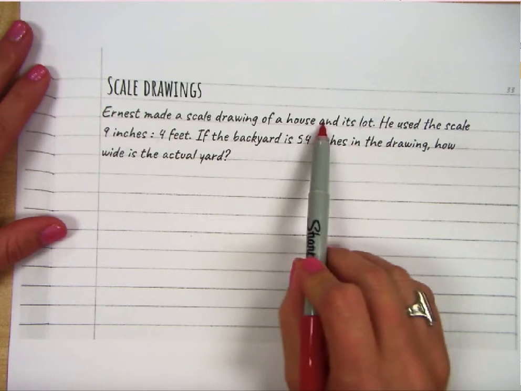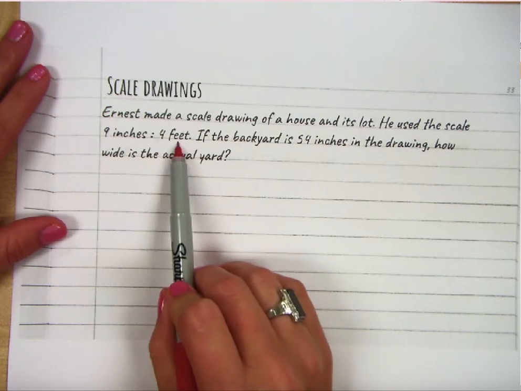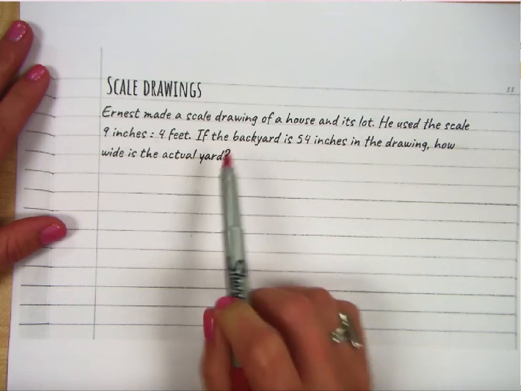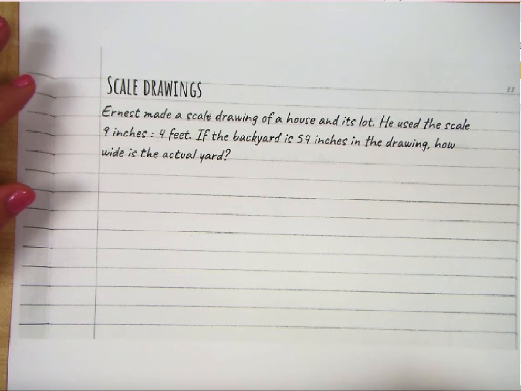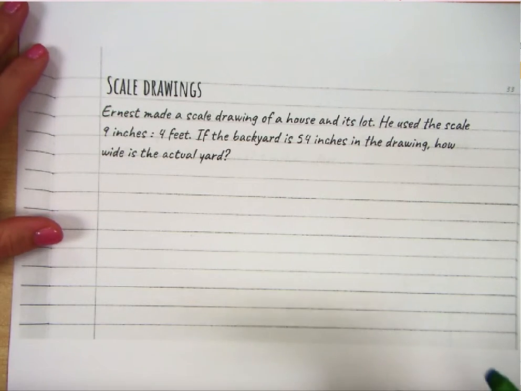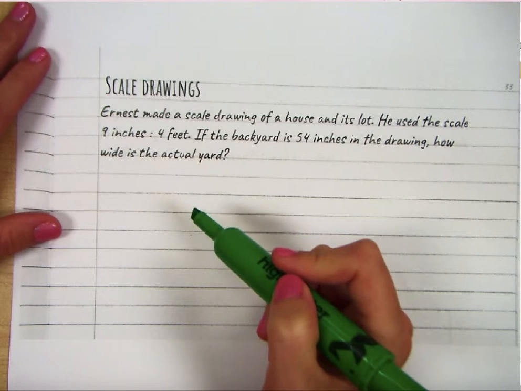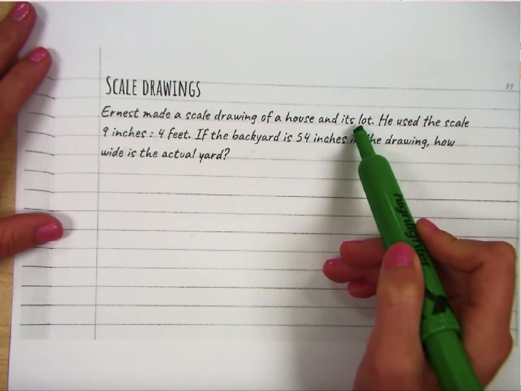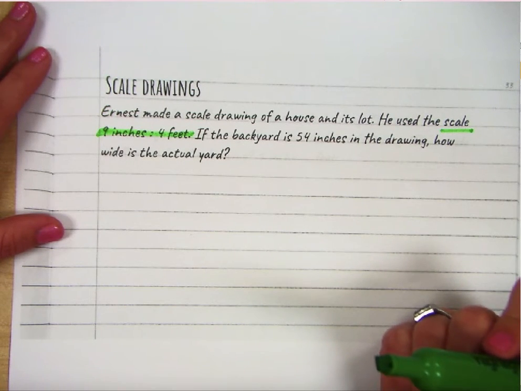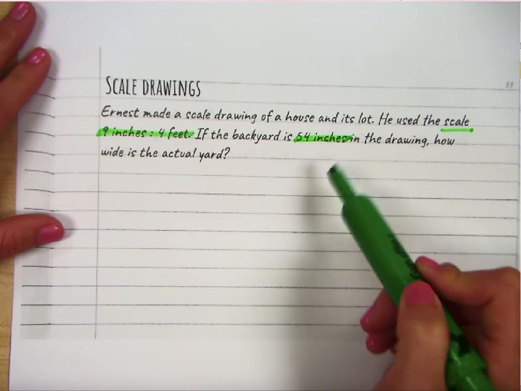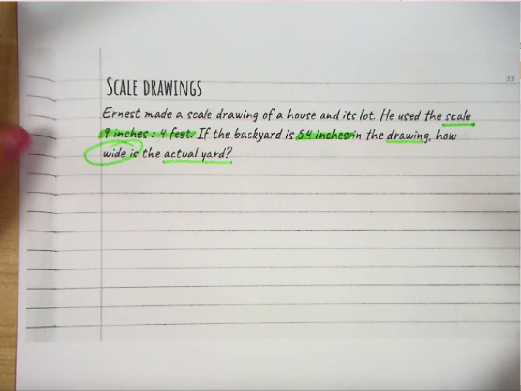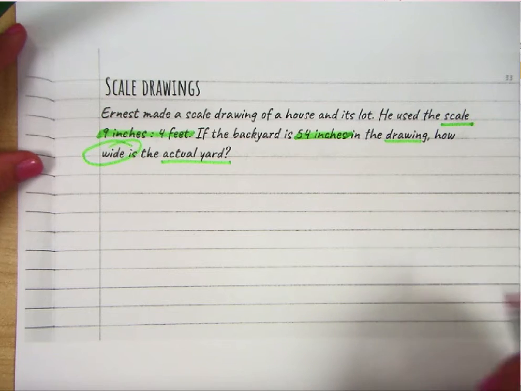Ernest made a scale drawing of a house and its lot. He used the scale 9 inches to 4 feet. If the backyard is 54 inches in the drawing, how wide is the actual yard? So this is very similar to the last one. I pulled these questions from IXL, but I wanted to pull some examples so you would have something to go by as you work. So let's highlight the important things. Ernest made a scale drawing of a house and its lot. He used the scale 9 inches to 4 feet. That's important. If the backyard is 54 inches in the drawing, how wide is the actual yard? Okay? All right? So now let's write down what we're going to do.